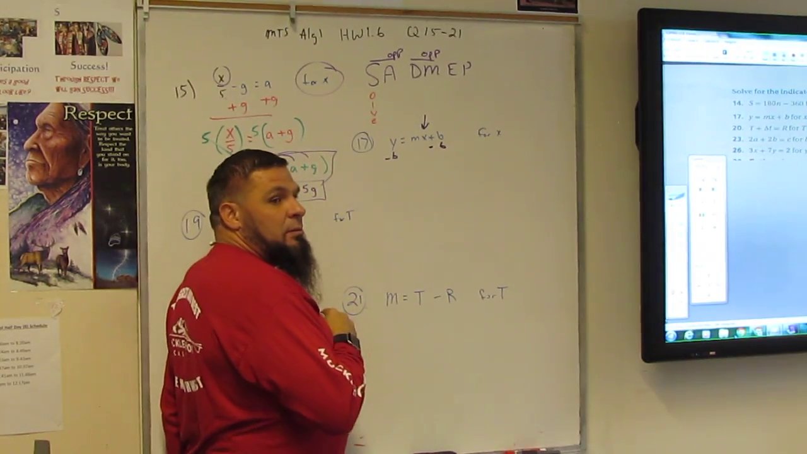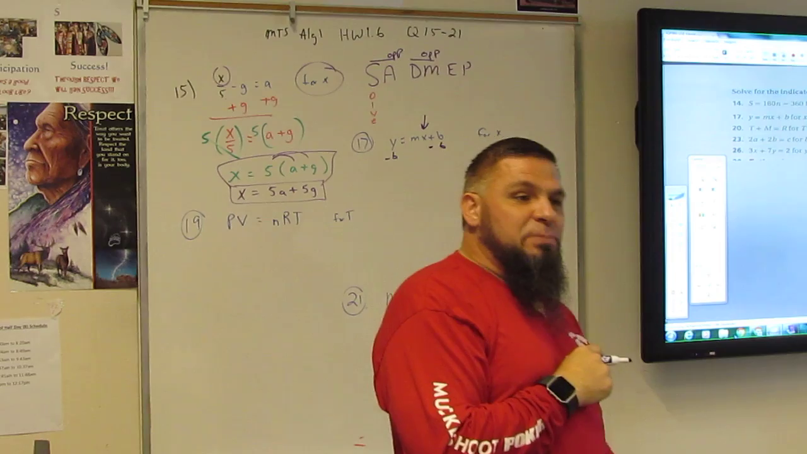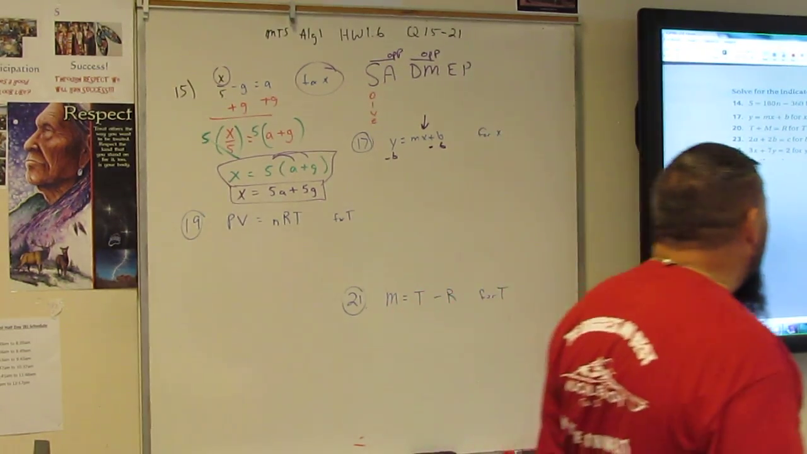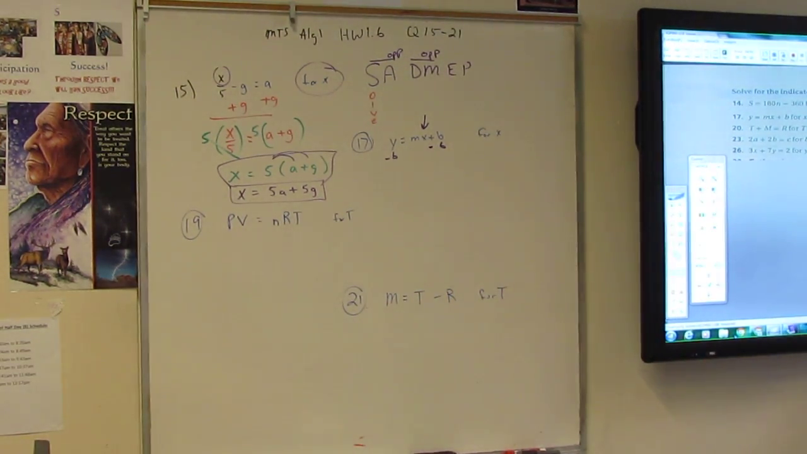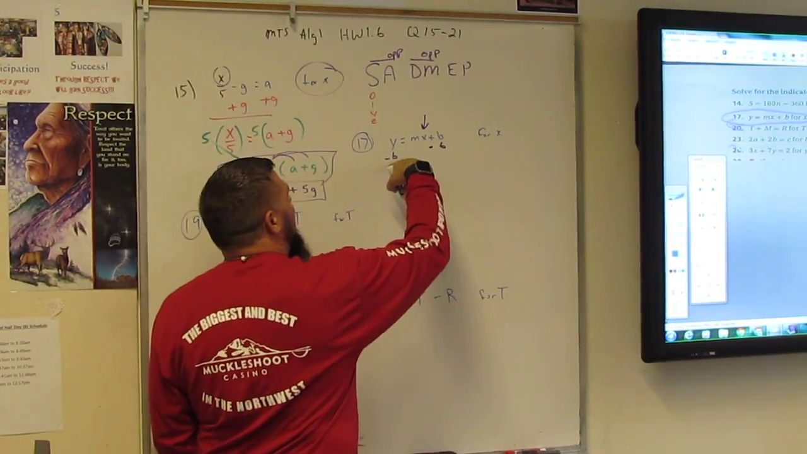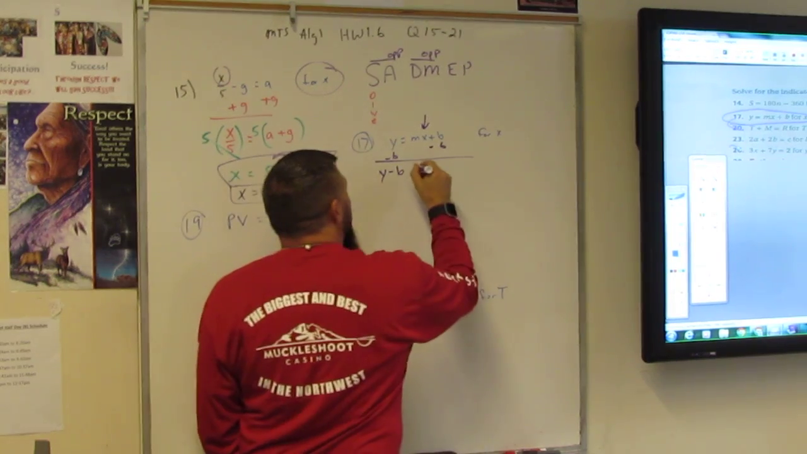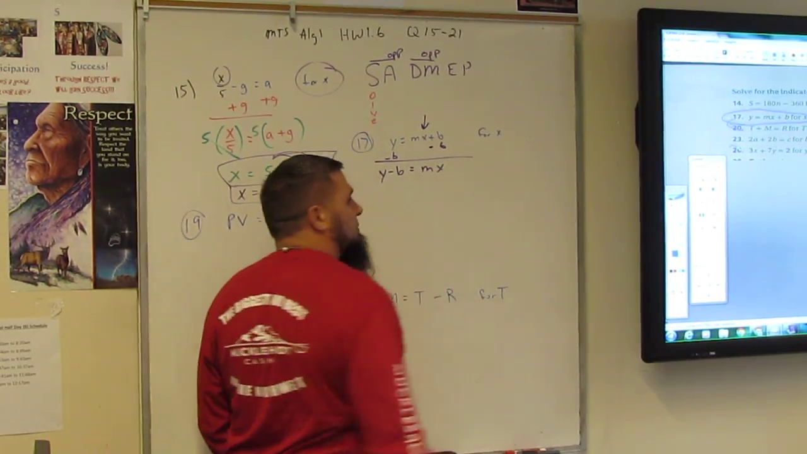Then I thought that was a 6. No, that's a b. Y equals mx plus b. And it's in your book, and it's also right here. Where are we at? Number 17. Okay? So, I'm subtracting a b. So I get y minus b is equal to mx.